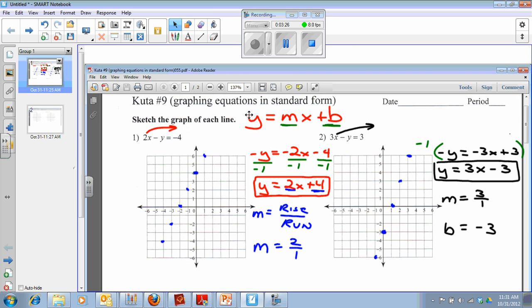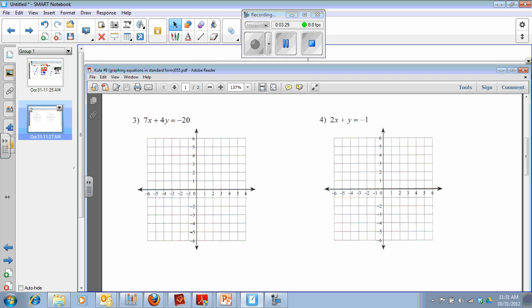I have a couple more I'd like to do. Problem number 3, a little bit harder here. I'll move the 7x over there, so now I have 4y equals a negative 7x minus 20. But wait a second, if I want to get y all by itself, I better divide by 4. So the opposite of multiplying by 4 would be divide by 4, but I have to do that to every term. So now 4 divided by 4 is a positive 1, so there's my positive 1y. I'm going to separate the coefficient from the variable, so this becomes a negative 7/4 x. A negative 20 divided by a positive 4 becomes a negative 5.